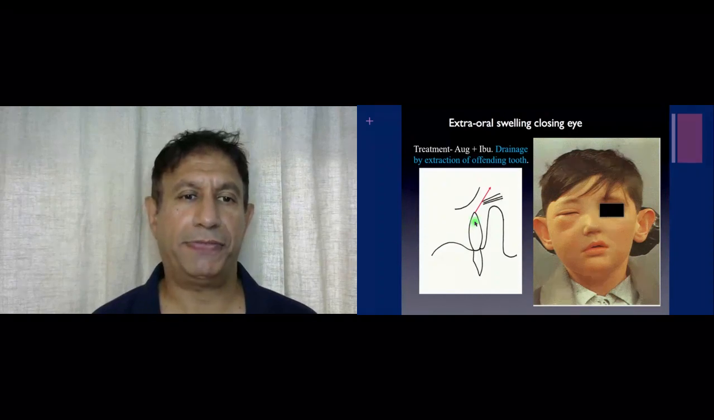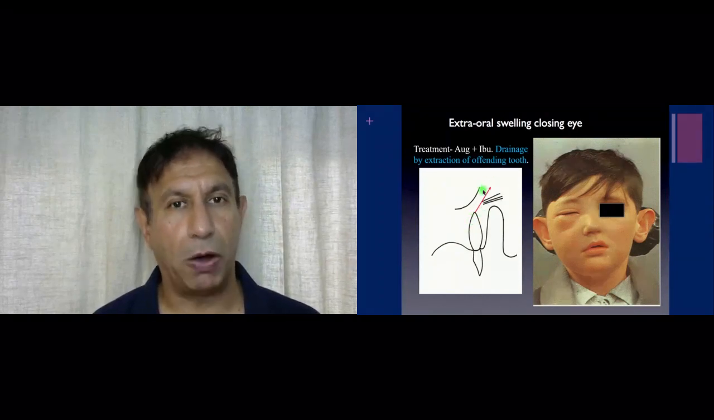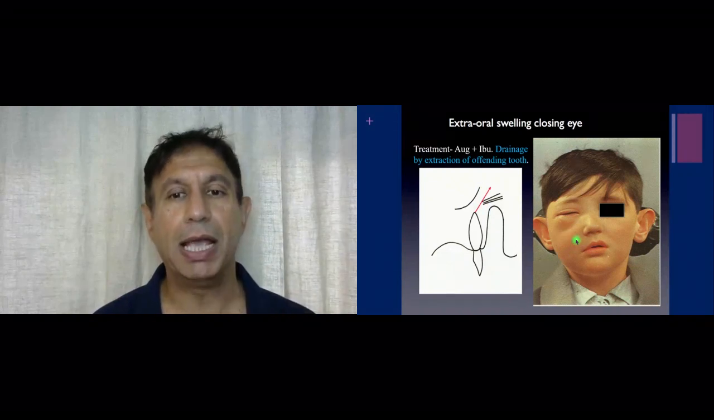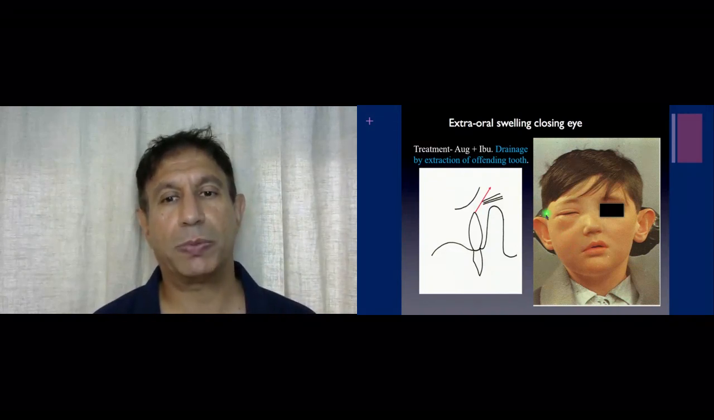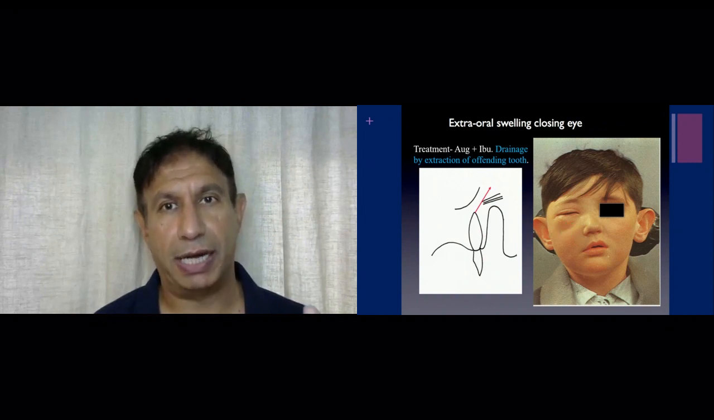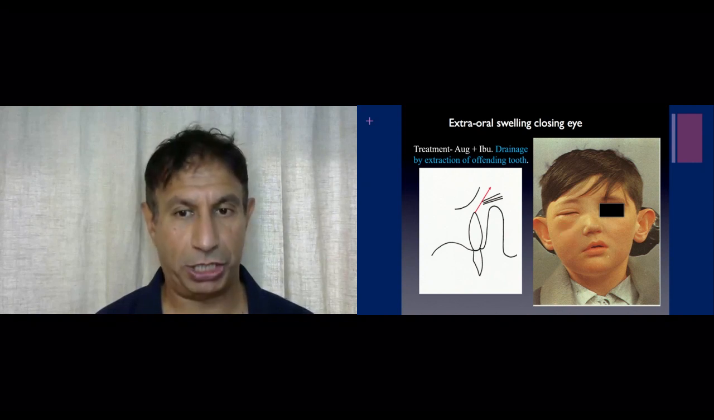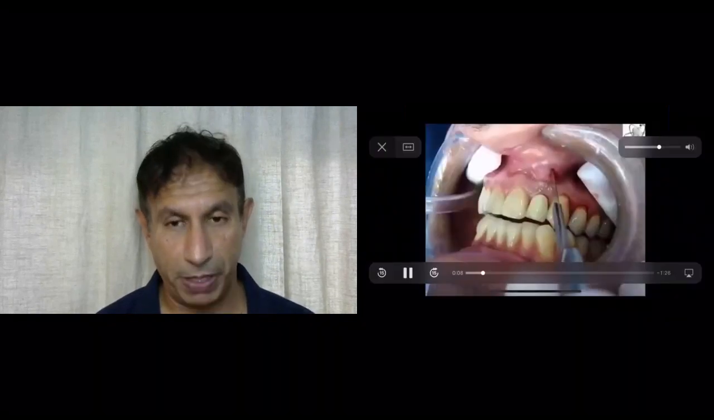What happens if the infection goes above the muscle attachment into the facial spaces? You get a buccal abscess. In this case, you might get a swelling around the eye. This swelling around the eye is not because of a collection of pus, it is because of the blockage of the lymphatic drainage. And that is quite a common appearance.